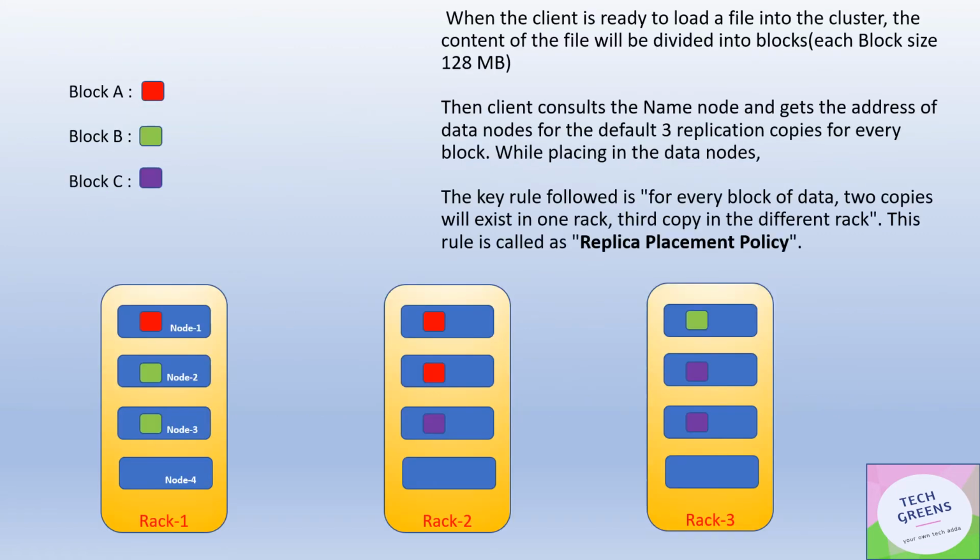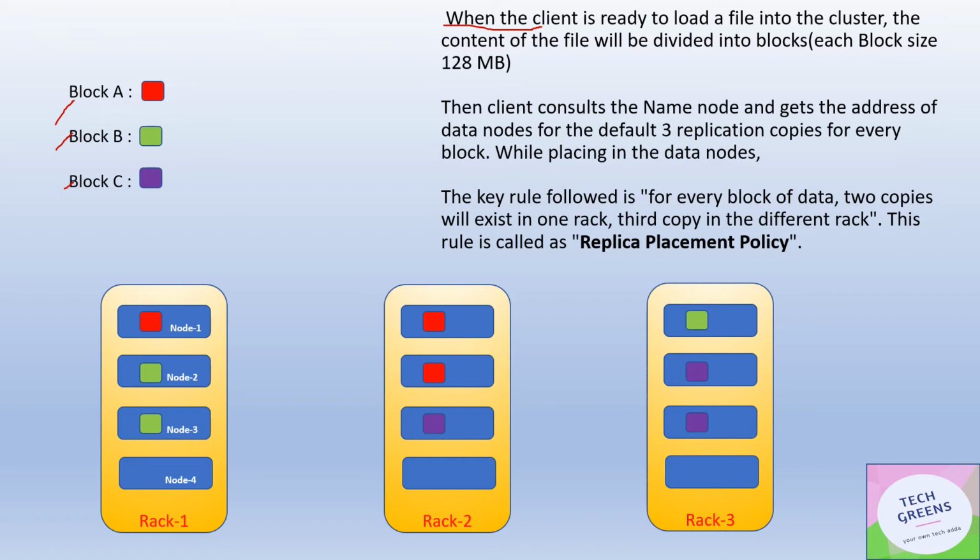Let's try to understand this policy with this picture. Here we have three racks, and on each of the three racks there are four nodes. Say we are trying to save a file, and for that particular file we have three blocks: block A, block B, and block C. Now for each of these three blocks there would be two more replicas, so in total there would be 9 blocks that need to be stored across nodes and racks. Let's see what happens. When the client is ready to load a file into the cluster, the content of the file will be split into different blocks.